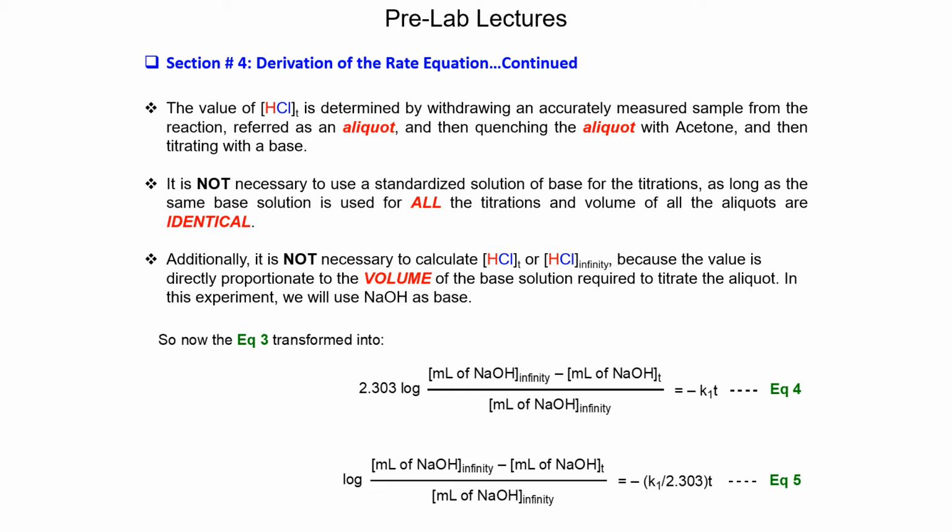If you divide both sides of the equation by 2.303, then we will have log of the final amount of sodium hydroxide minus the amount of sodium hydroxide at time t, divided by the final amount of sodium hydroxide in the reaction, equal to the rate constant times t divided by 2.303, which will be our final equation.